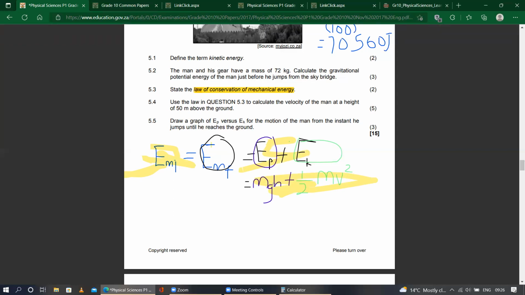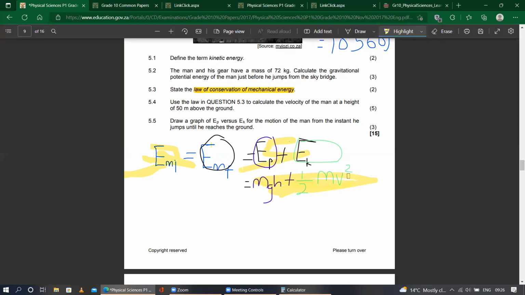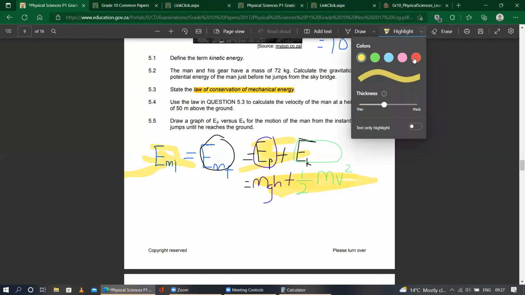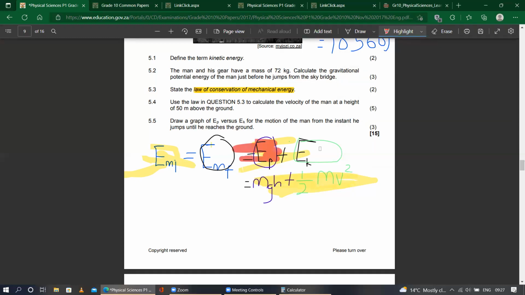In some questions, they might give you the mass and the velocity, so you're going to have to use this equation below. But in some situations, they might just give you potential energy and not the kinetic energy. If they give you potential energy only, that means you're going to use the potential energy. But when it comes to kinetic energy, you're going to use this equation.